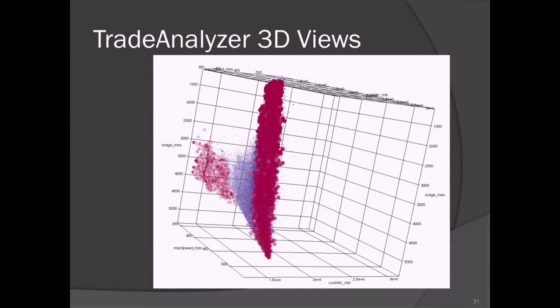And here we've used another feature of TradeAnalyzer, which is opacity. We have the capability to represent data in 3 dimensions, but if you remember, we have a 5-dimensional objective function. So how do you get that extra information visualized? Well, one of the techniques in TradeAnalyzer is to use opacity. So here we have the same 3-dimensional variables: the max speed, the cost, the range, but we also have the points using opacity colored by the turn rate. The darker points have a higher turn rate value, the lighter points have a lower turn rate value.